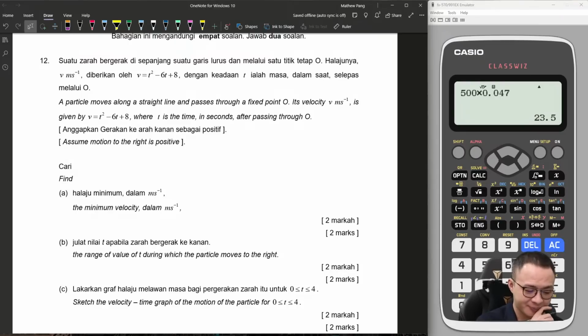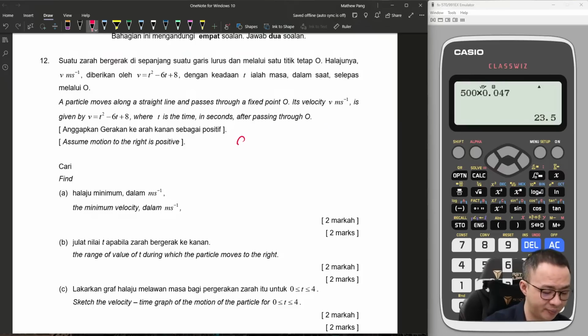Okay. Find the minimum velocity. We have the velocity equation. Yeah, you can read the question a little bit. A particle moves along a straight line and passes through the fixed point O. Its velocity is given by v equals t squared minus 6t plus 8, where t is the time in seconds after passing through O. Assume motion to the right is positive.